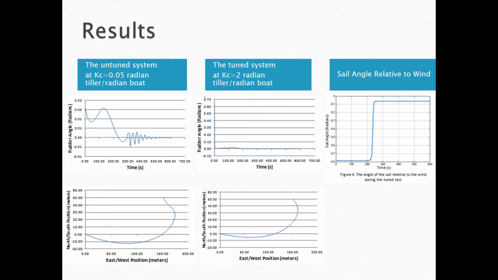In order to do this, we tuned our controller and arrived at a gain of 2 radians instead. By doing so, we found that our tiller controller moved much more rapidly and had much less oscillation. We also found that our XY coordinates, our position over time, was a much smoother graph. We got rid of some of that bowing out and all of that oscillation at the end.